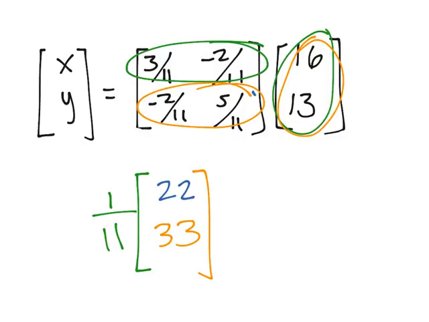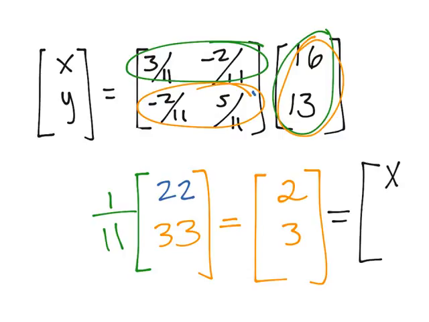This again doesn't change the result. If you are not sure about it, feel free to do it one way and the other to make sure that we're consistent and it's the same thing. So now if we multiply this by the scalar, we get 1 over 11 times 22 is just 2, and 1 over 11 times 33 is just 3. And we have that this is equal to x, y. And so x is equal to 2 and y is equal to 3.